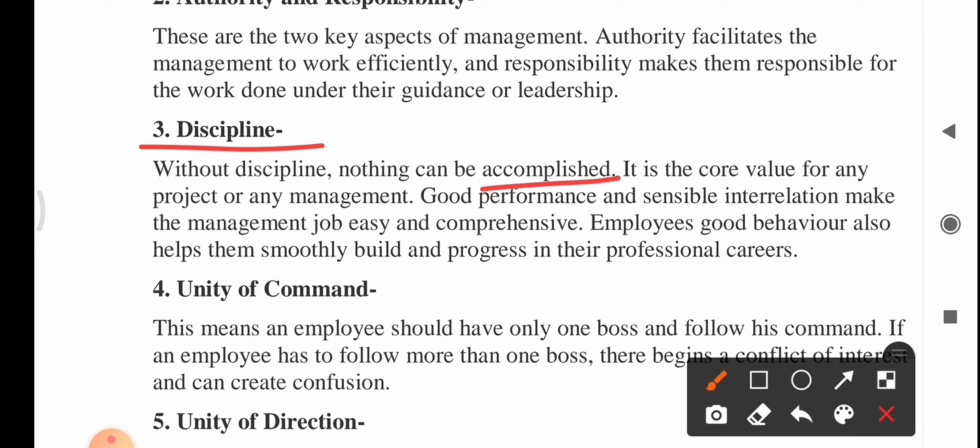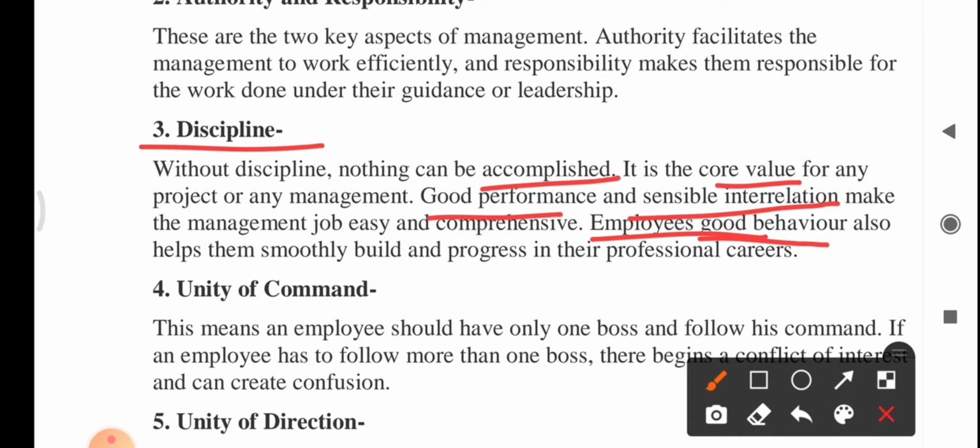Accomplished means achieved. Okay, it is the core value. Core value means the main value for any project or any management. Good performance and sensible interrelations make the management job easy and comprehensive. Employees' good behavior also helps them smoothly build and progress in their professional career. Good relationship is also required at the workplace among the co-workers, and employees' good behavior is one of the key factors for it.